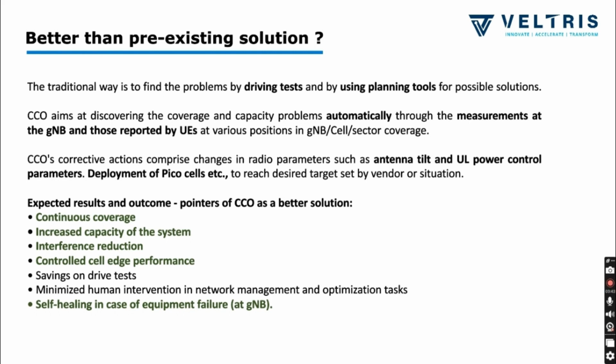The expected outcomes of CCO are to provide continuous coverage, increased capacity of the system, interference reduction, controlled cell edge performance, savings on drive tests, minimized human intervention in network management and optimization tasks, and self-healing in case of equipment failures at eNodeBs or gNodeBs.